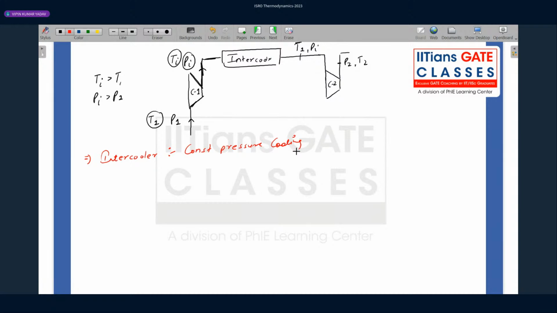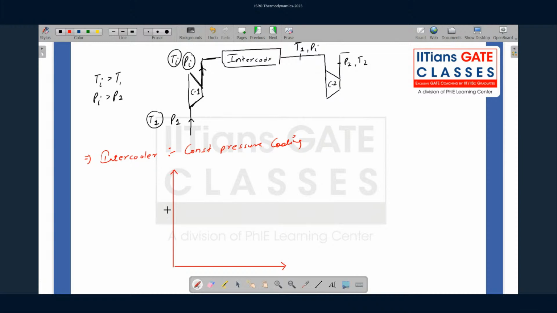Now, how do we draw this in a PV diagram? Let us say this is your pressure volume diagram. How many pressures are there? You have P1, Pi, and P2. So basically you have three different pressures. Let us say this is your P1, this is your intermediate pressure Pi, and this is your P2. So you are working between three pressures.